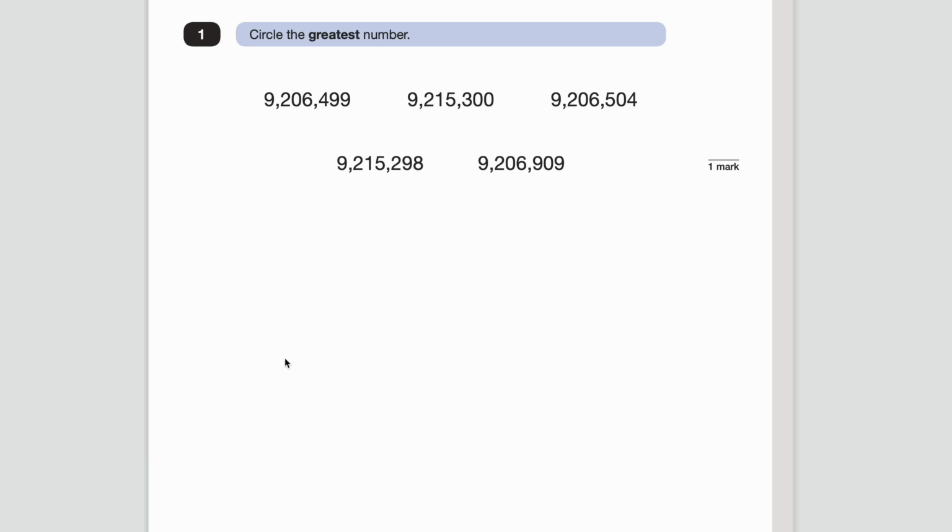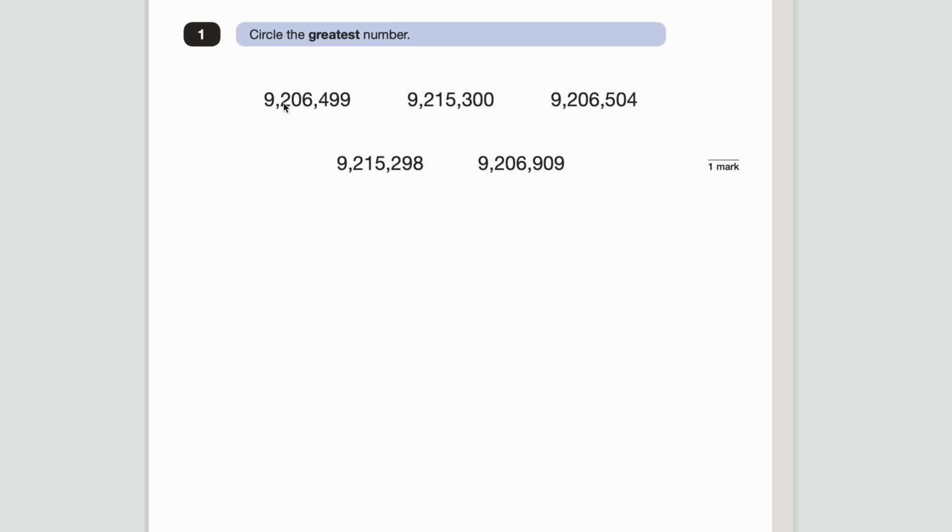Right, let's crack on. Number 1, circle the greatest number. This is a fairly straightforward question. We just need to look at our place value. So the first thing we need to think about is the first number. That's the largest. And in this case, they're millions. And they're all 9 millions. So we can't separate them there.